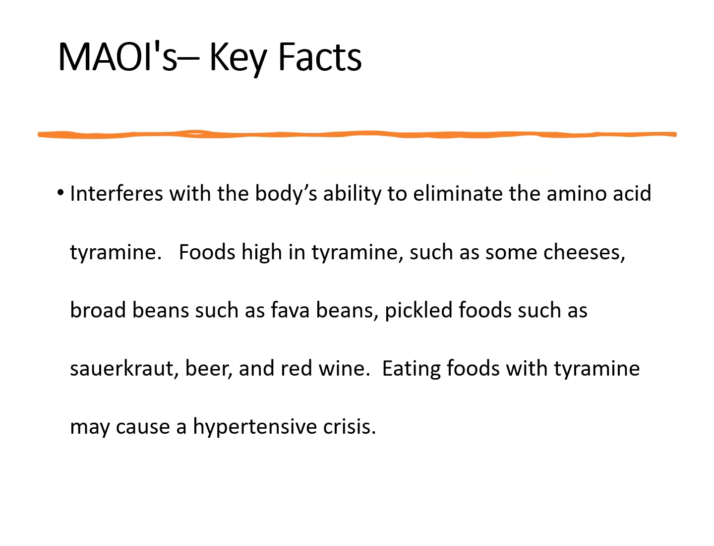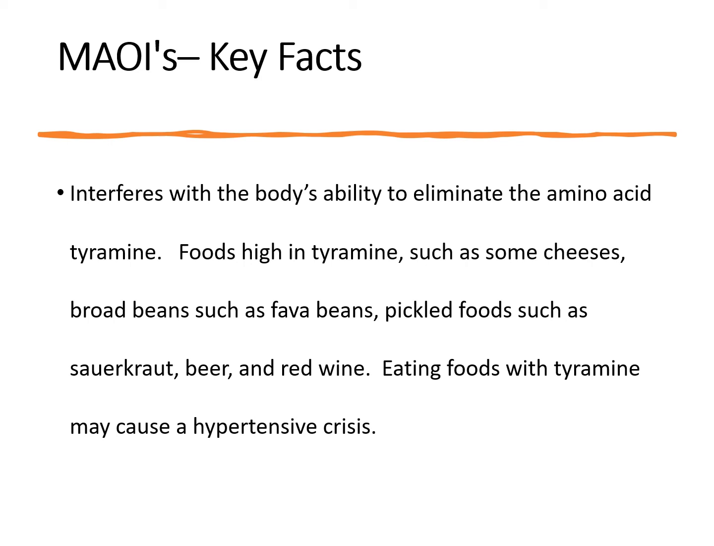And yes, so the key fact with MAOIs, the big one, is that it interferes with the body's ability to metabolize the amino acid tyramine. And this can lead to a hypertensive crisis. The person's blood pressure gets very high, and they're in danger of having a stroke, and all the other kinds of bad things that happen when your blood pressure is skyrocketing.